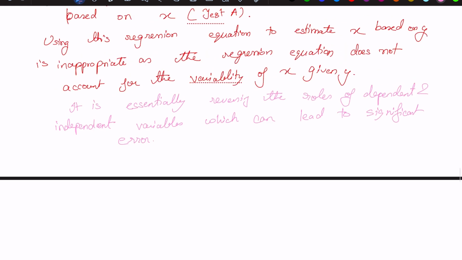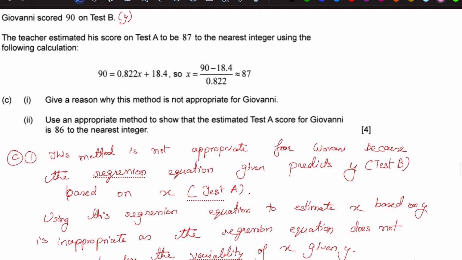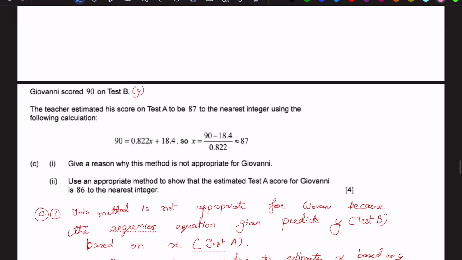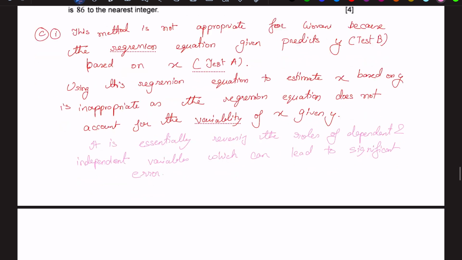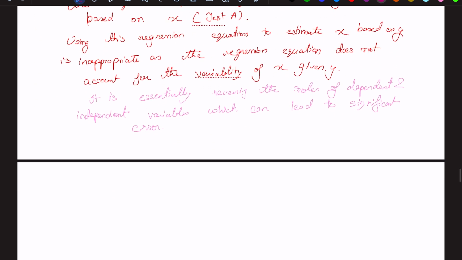Now we can move on to C2. Now we have to use an appropriate method to show that the estimated test A score for Giovanni is 86 to the nearest integer. In this case, we have to create the regression equation such that test A is Y and test B is X. If you use your calculator and generate this regression equation, you will get y equals 0.9871x minus 3.220. Here y is the score of test A, while x is the score of test B.